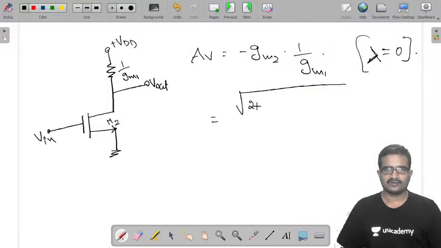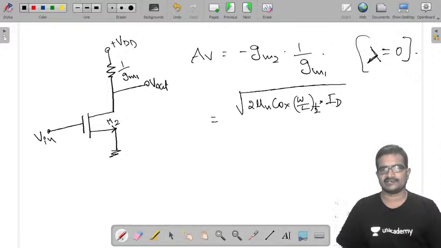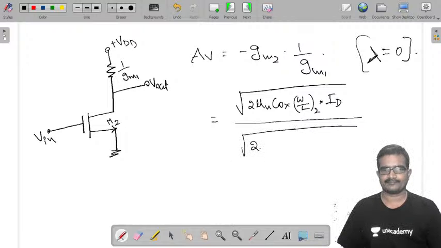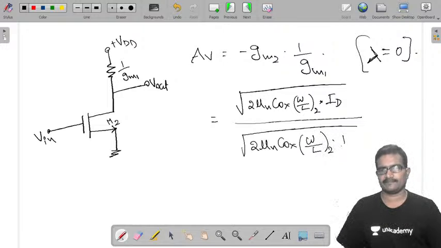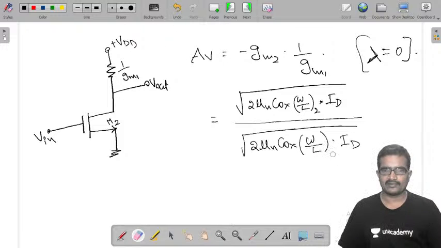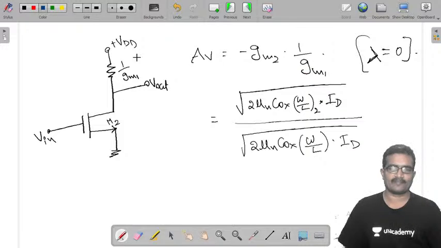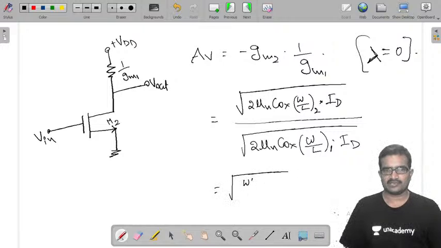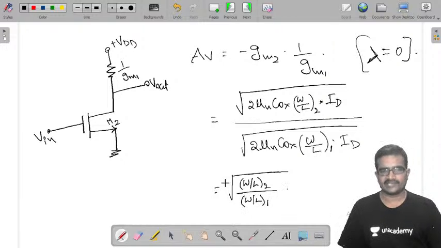Gm2 is root of 2 mu n Cox into W by L of 2 into whatever the drain current it has. But both the devices are in series, that's why both maintain the same drain current. Gm1 is root of 2 mu n Cox into W by L of 1 into ID. So after simplification, it is square root of W by L of 2 by W by L of 1. That's it. See how simple it is.